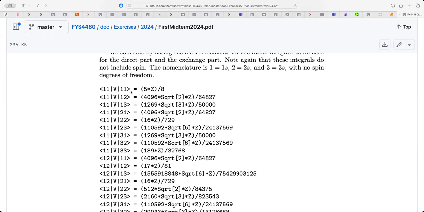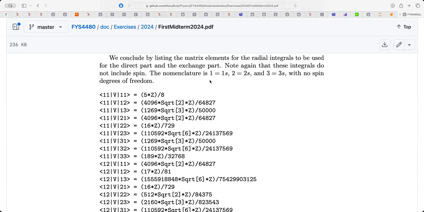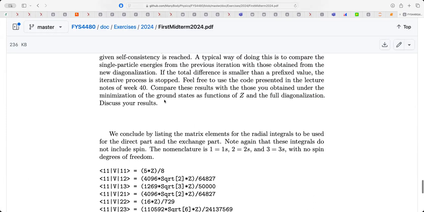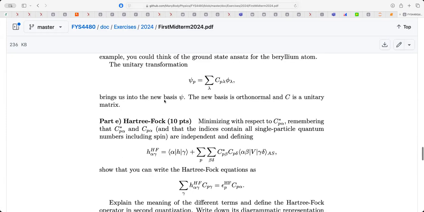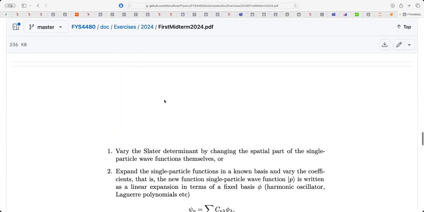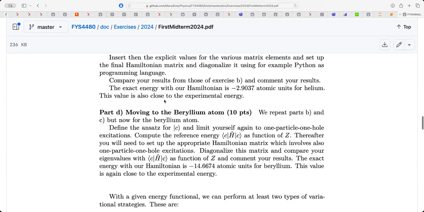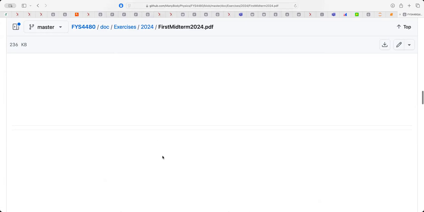So these are the integrals which you would need to plug in, but you have to be a little bit careful because these integrals do not include spin. So you need to plug in spin when you're setting up the final matrix element. And then you have to be a little bit careful. Let me quickly say what kind of care you need to exercise. And this goes back to what we discussed yesterday.